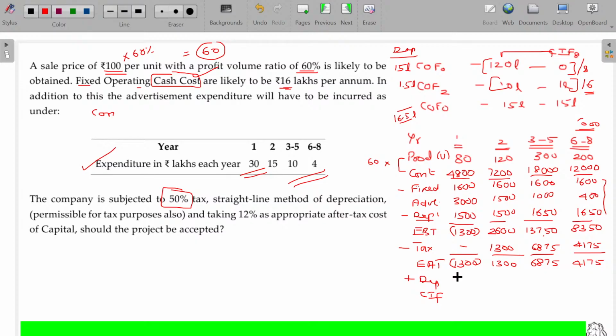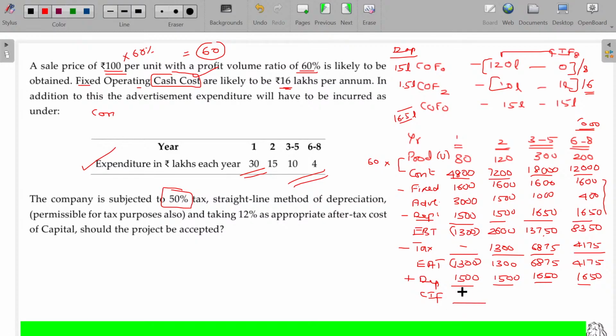The depreciation we found out earlier is 1500 for year 1 and year 2. From year 3 to 8, the depreciation is 1650 because we have installed two machines here: for one machine 1500, another machine 150. So in total it's 1650. Depreciation is a non-cash expense, so it should be an addable item to arrive at the cash inflow.